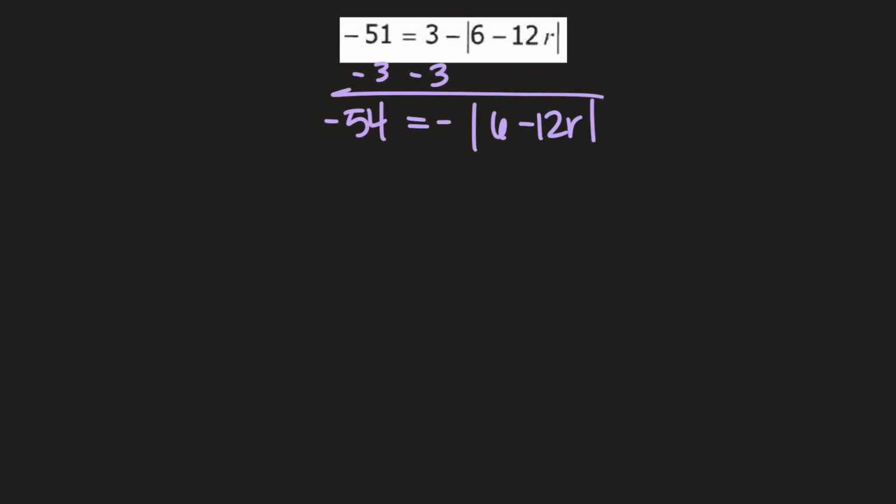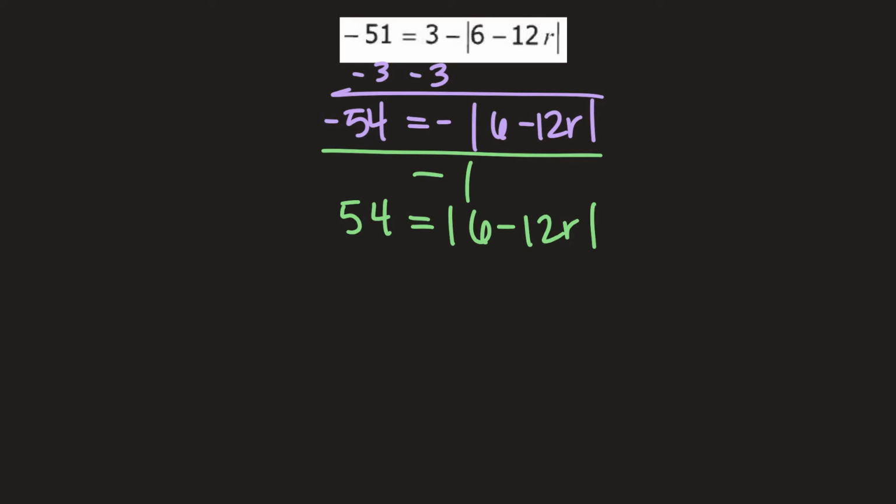So my absolute value is not isolated because I have this negative out front. So I need to divide both sides by a negative 1. That gives me that positive 54 is equal to the absolute value of 6 minus 12r. Now I have a statement that I'm ready to break apart.